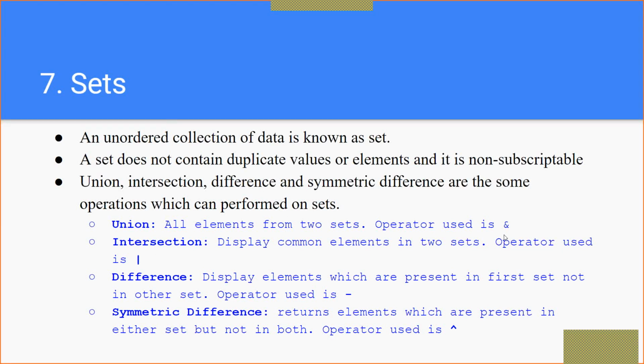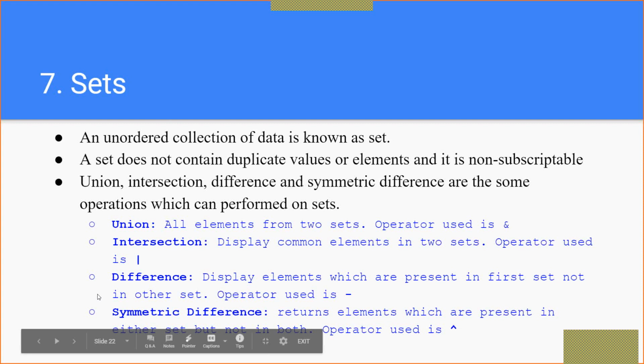Now the second operation is the intersection, which you also know. This displays the common elements in two sets. Whichever are the common elements from the two sets, these will be displayed in the intersection, right? And the operator used is the AND operator. You can see this simple straight line. This operator is used for the intersection.